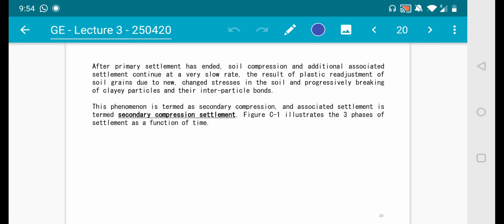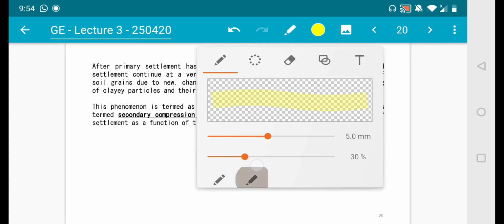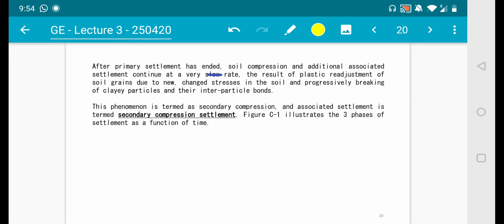And the third stage: after primary settlement has ended, soil compression and additional associated settlement continue at a very slow rate. Let me change the highlighter. Oh, this one is better. It is the result of plastic readjustment of soil grains due to changed stresses in the soil and progressive breaking of clay particles and their interparticle bonds. This is when you talk about a more detailed aspect of the material. This phenomenon is termed secondary compression, and the associated settlement is termed secondary compression settlement.